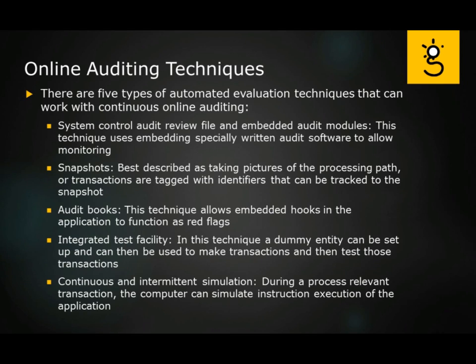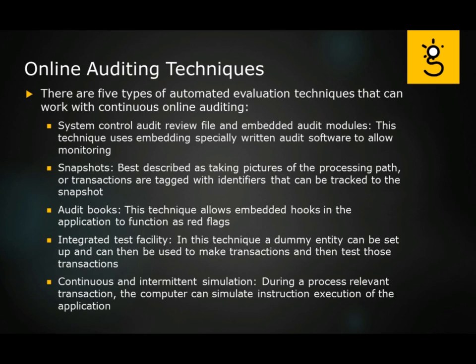Snapshots. That's best described as taking a picture of the processing path of the transactions. Usually these transactions, especially ones we want to track, are going to be tagged with identifiers that can be tracked to a snapshot. Audit hooks is a technique that allows embedded hooks in the application that can function as red flags.